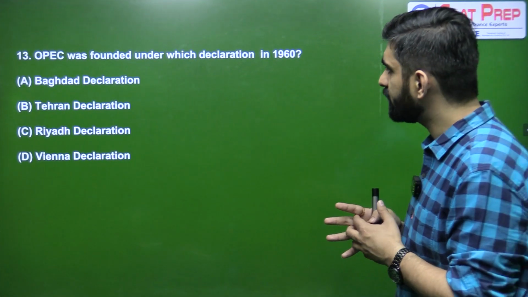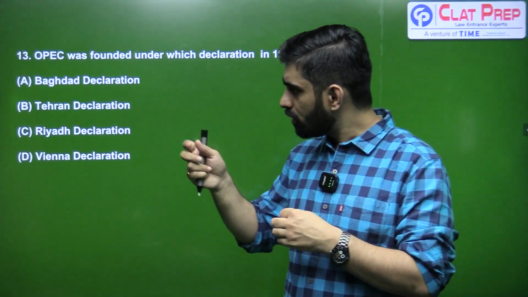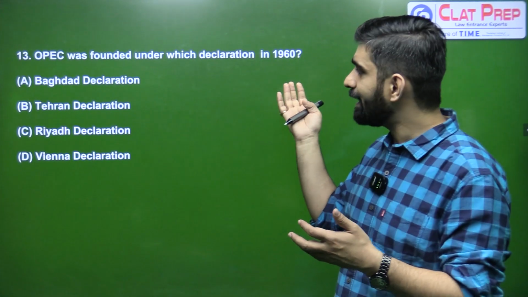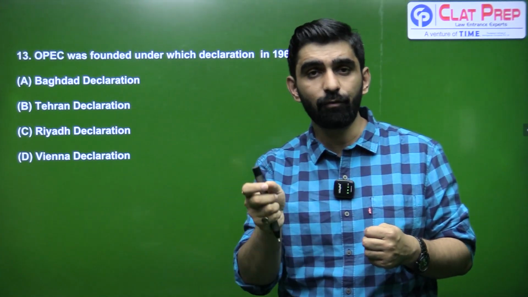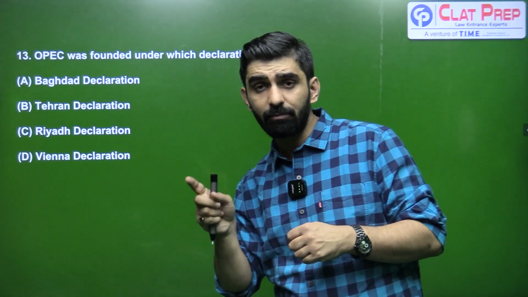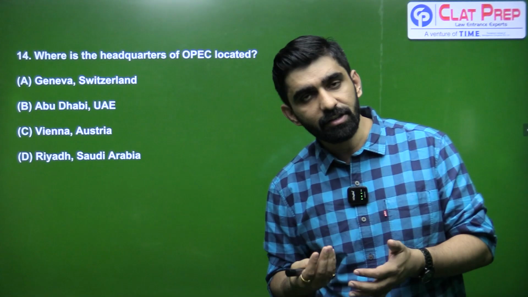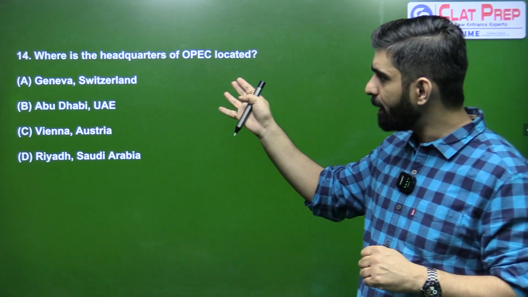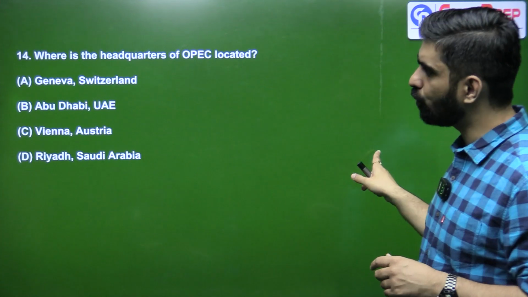OPEC was founded under which declaration in 1960, or basically in which particular city was OPEC created? So you have 4 options: Baghdad Declaration, Tehran, Riyadh, or Vienna. So we know that in the year 1960 it was in the city of Baghdad that OPEC, which stands for Organization of the Petroleum Exporting Countries, was created. Remember, it was created in Baghdad, but this is not where the headquarters of OPEC is located. The next question is this only: where is the headquarters of OPEC located? You should know that the OPEC headquarters is in Vienna in Austria. So the correct answer for 14th is going to be C only.